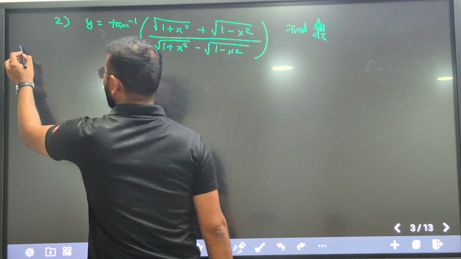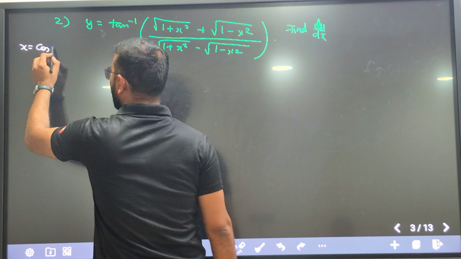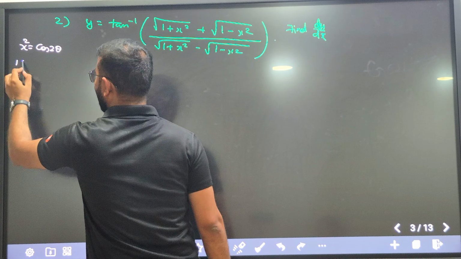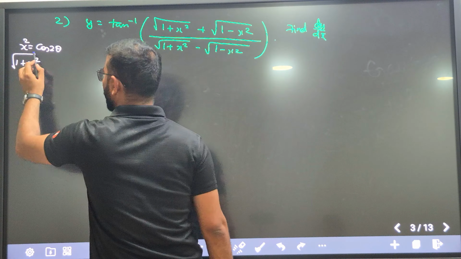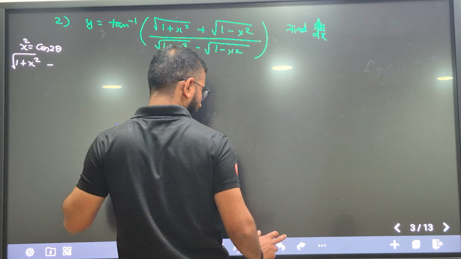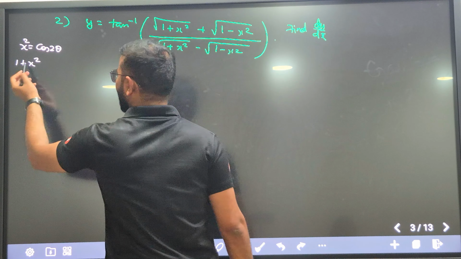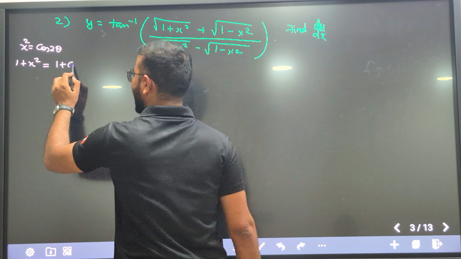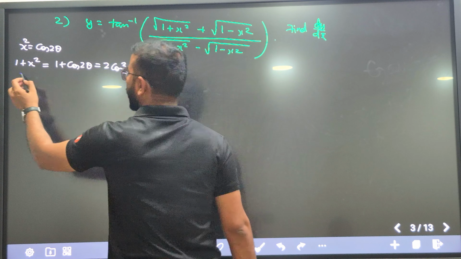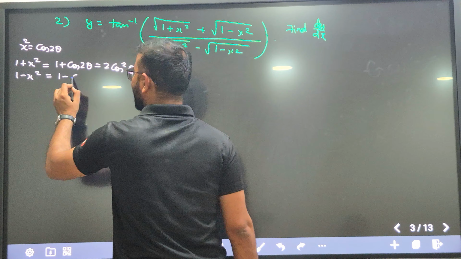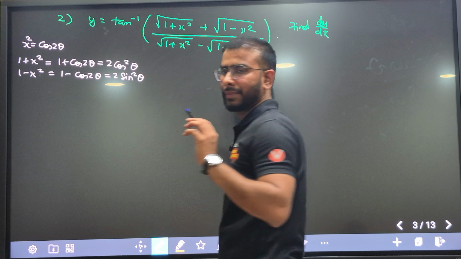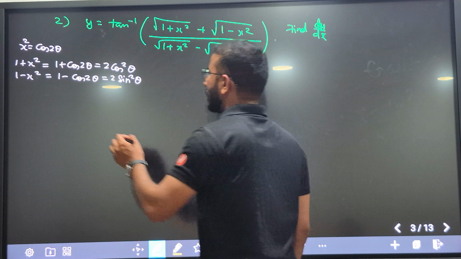In such case, we'll substitute x square is equal to cos 2 theta. So first what I have is 1 plus x square, right? 1 plus cos 2 theta. This you have to remember as a result. This is 2 cos square theta. What is 1 minus x square, guys? 1 minus cos 2 theta. This is 2 sine square theta. Done. Now we'll substitute in the question.